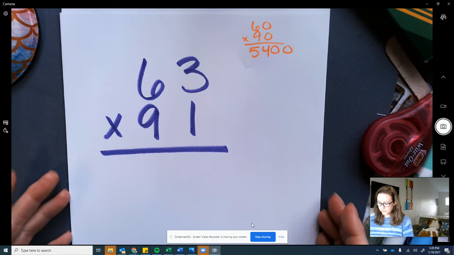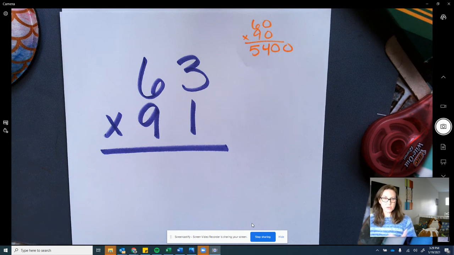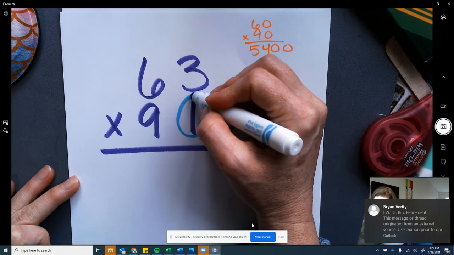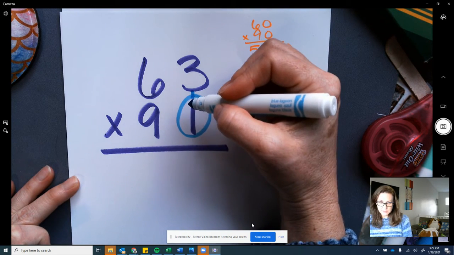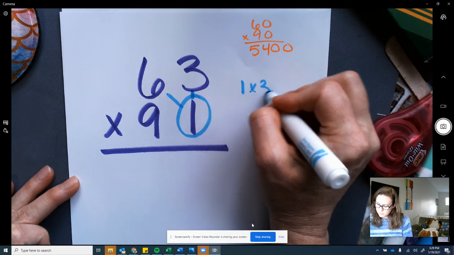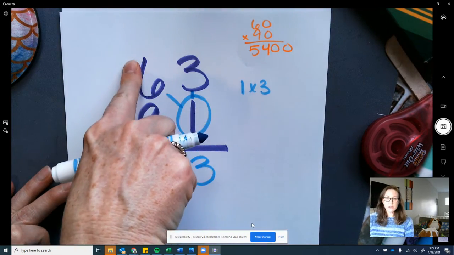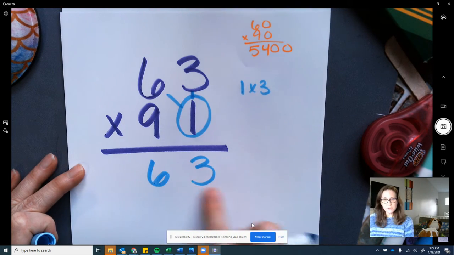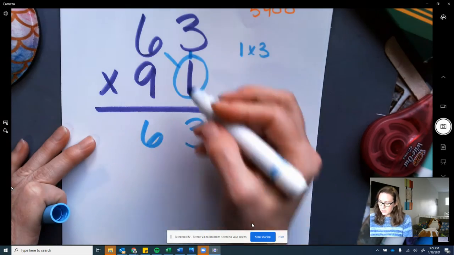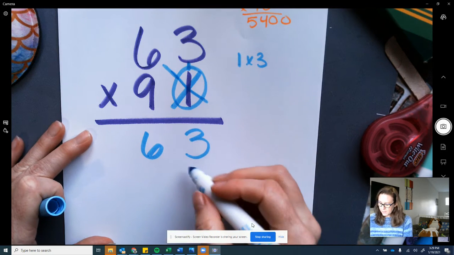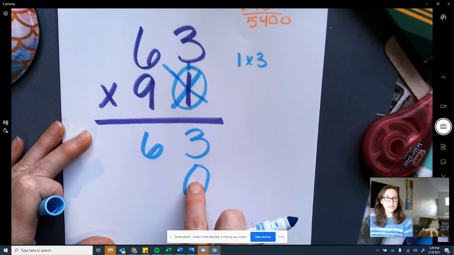Okay, so what do we start with first? Do we start with the 6, the 3, the 9, or the 1? Right, we start with the 1. And we have to do 1 times 3 and 1 times 6. So we start with the 1 times 3. 1 times 3 is 3. We don't have anything to carry over, so we don't have to put plus anything. 1 times 6, 6. So our first line is 63. We are done with our 1. We don't have anything to cross out up here because we didn't have anything to carry over. We are going to make sure we have that placeholder in first thing.